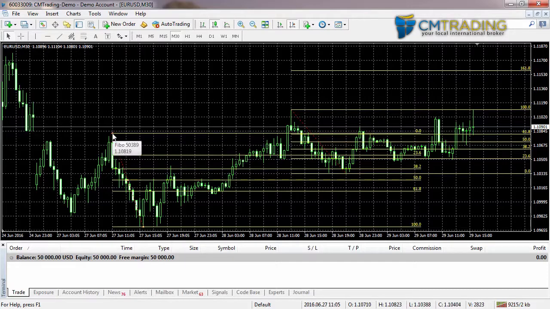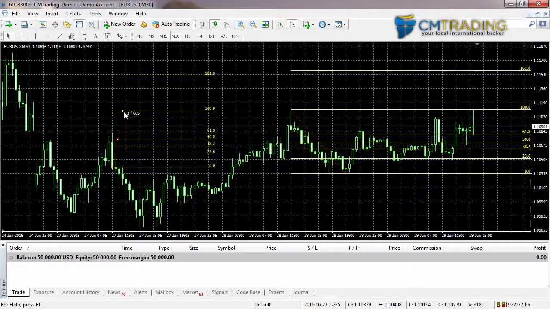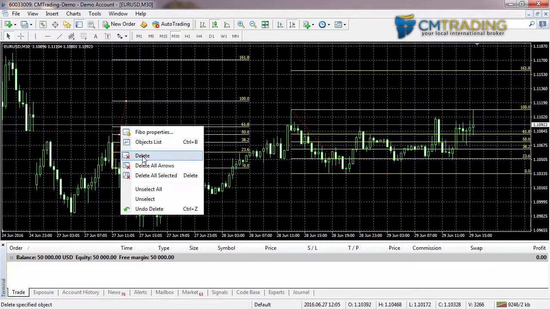And now we have this block, which will allow us to move our starting and end point however we want it to be. And we double click again to fix it into place. To delete, we double click on the line. We see that it is selected, and we press the delete key or right click, delete.